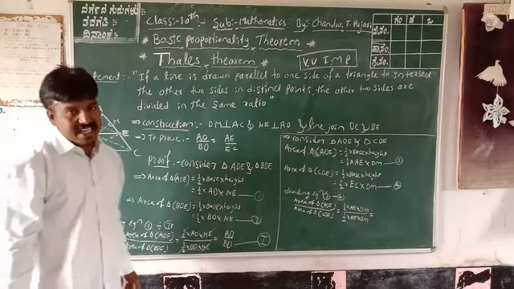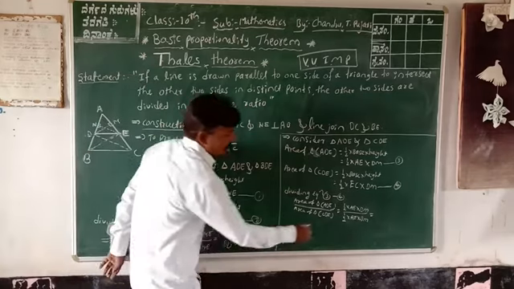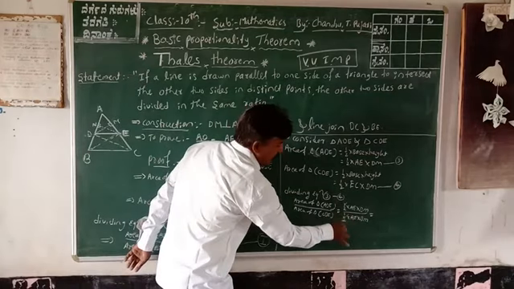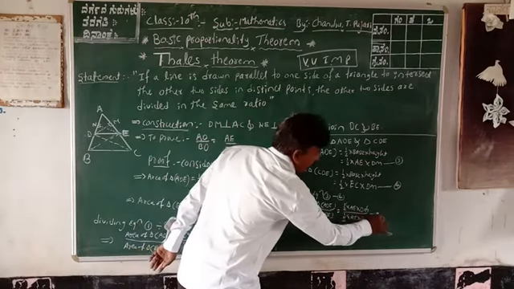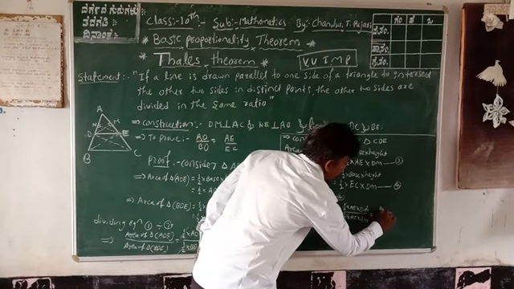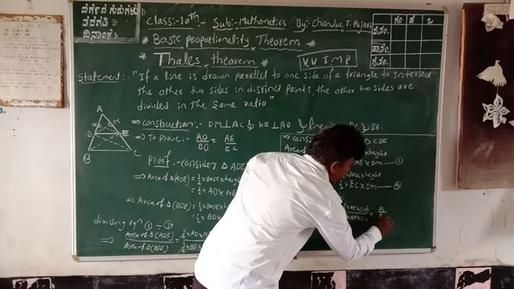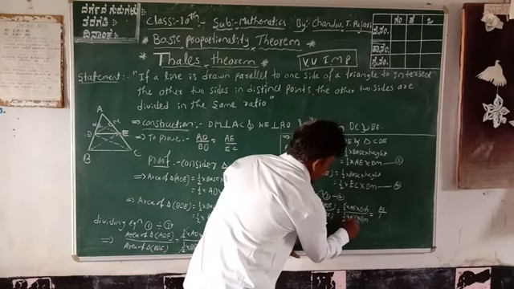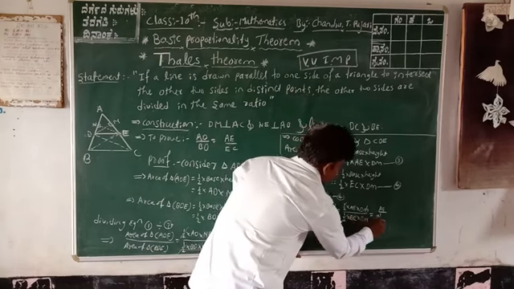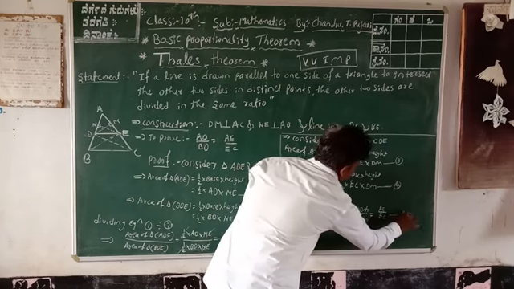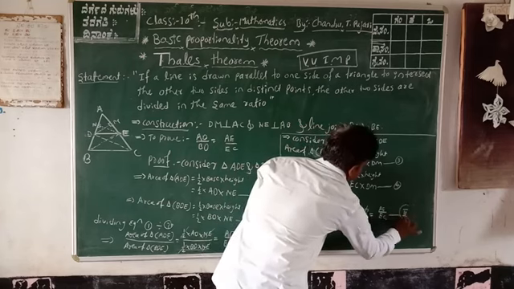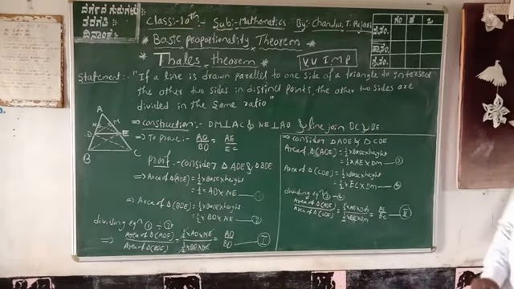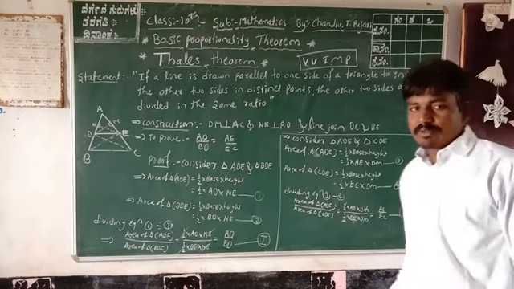Next, cancellation. The 1 by 2 and 1 by 2 cancel, and DM cancels. Therefore, AE divided by EC. This is standard equation 2. This is standard equation 2.